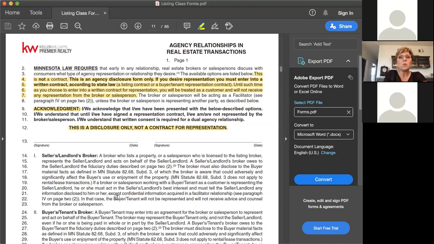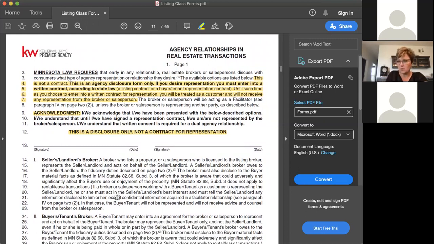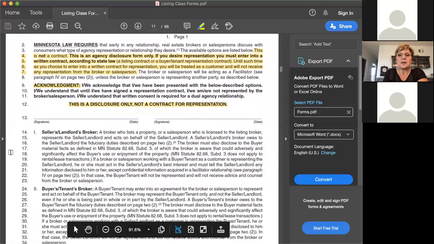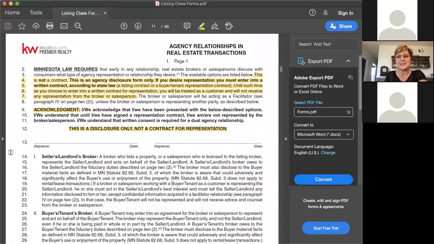So what we want is to make sure that when you're sitting down or talking to sellers for the first time, this form is always presented. And for today's class purposes, we're just talking about sellers. This is a listing class. So at first substantive contact with that seller, when they start telling you they want to sell, they're thinking about selling, and you start talking to them, you're going to bring this form out. And you're going to explain to them that this is a disclosure form only. It is not a contract to hire you or to have you represent them.